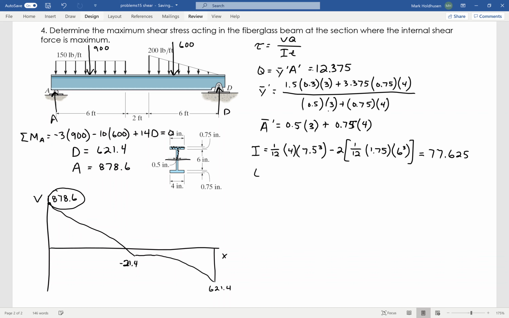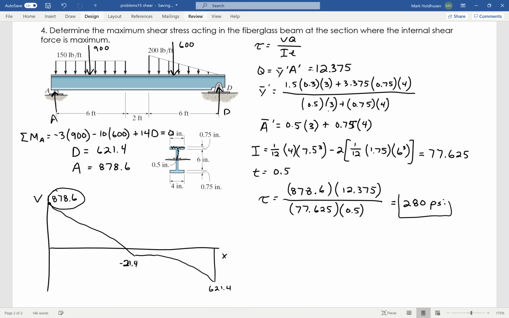Now, of course, T is just the thickness of that point, which is very simple. It's 0.5. So now I can find the maximum shear stress, because the maximum shear force is at 878.6. Q is 12.375. I is 77.625. And T, the thickness, is 0.5. From all of that, I find that the maximum shear stress is 280 psi.